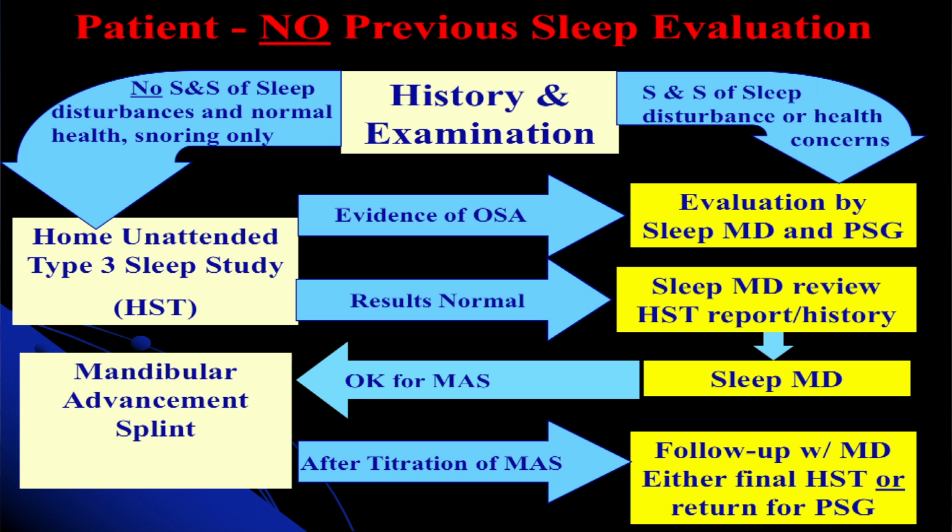Now, if the patient has no other symptoms, do a home unattended sleep study. It has to be a type 3. There are 4 types: 1, 2, 3, 4. Type 4 is just pulse oximetry. Type 3 has 4 leads or more, and that's a more sophisticated home study, but you do it under the auspices of a sleep physician.